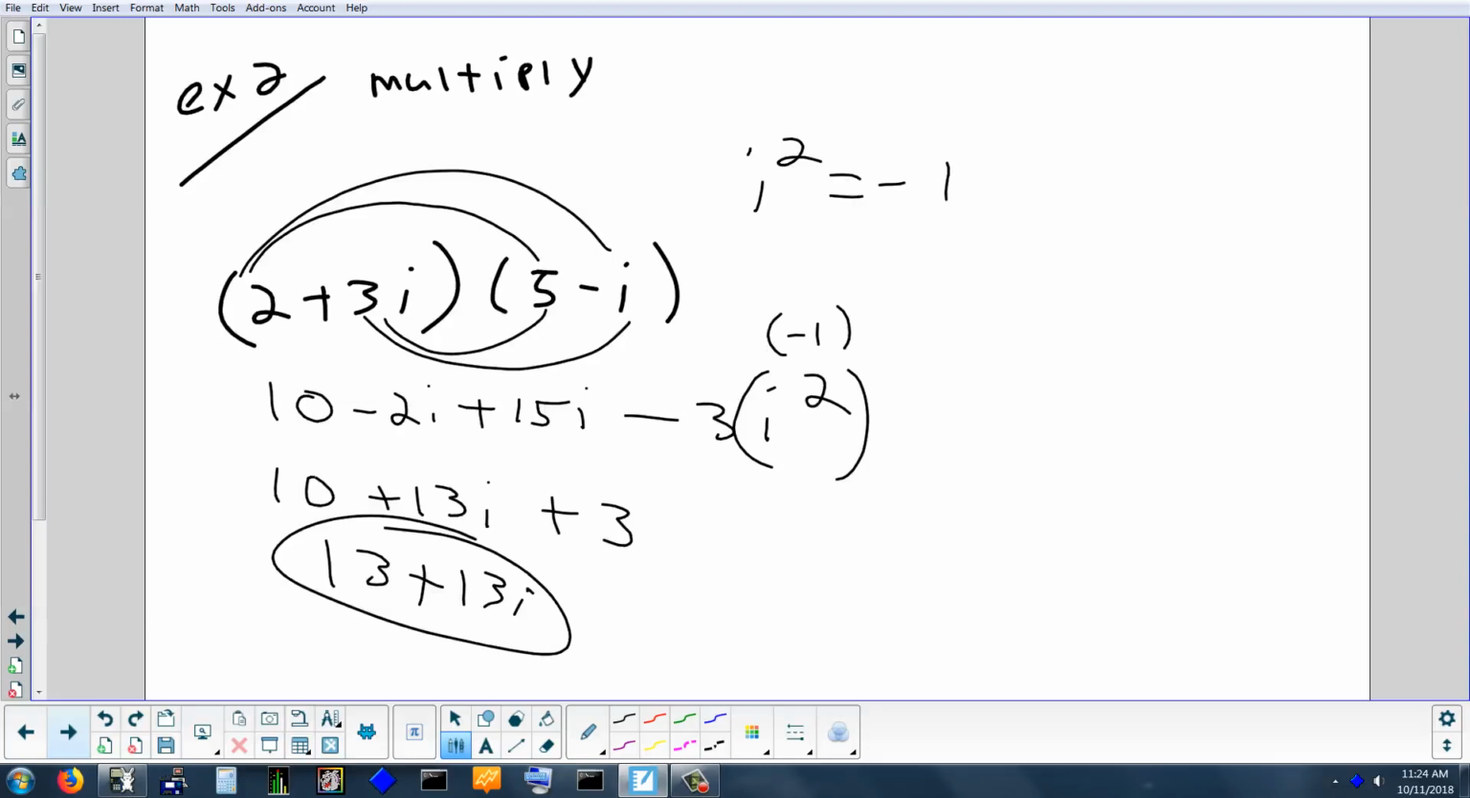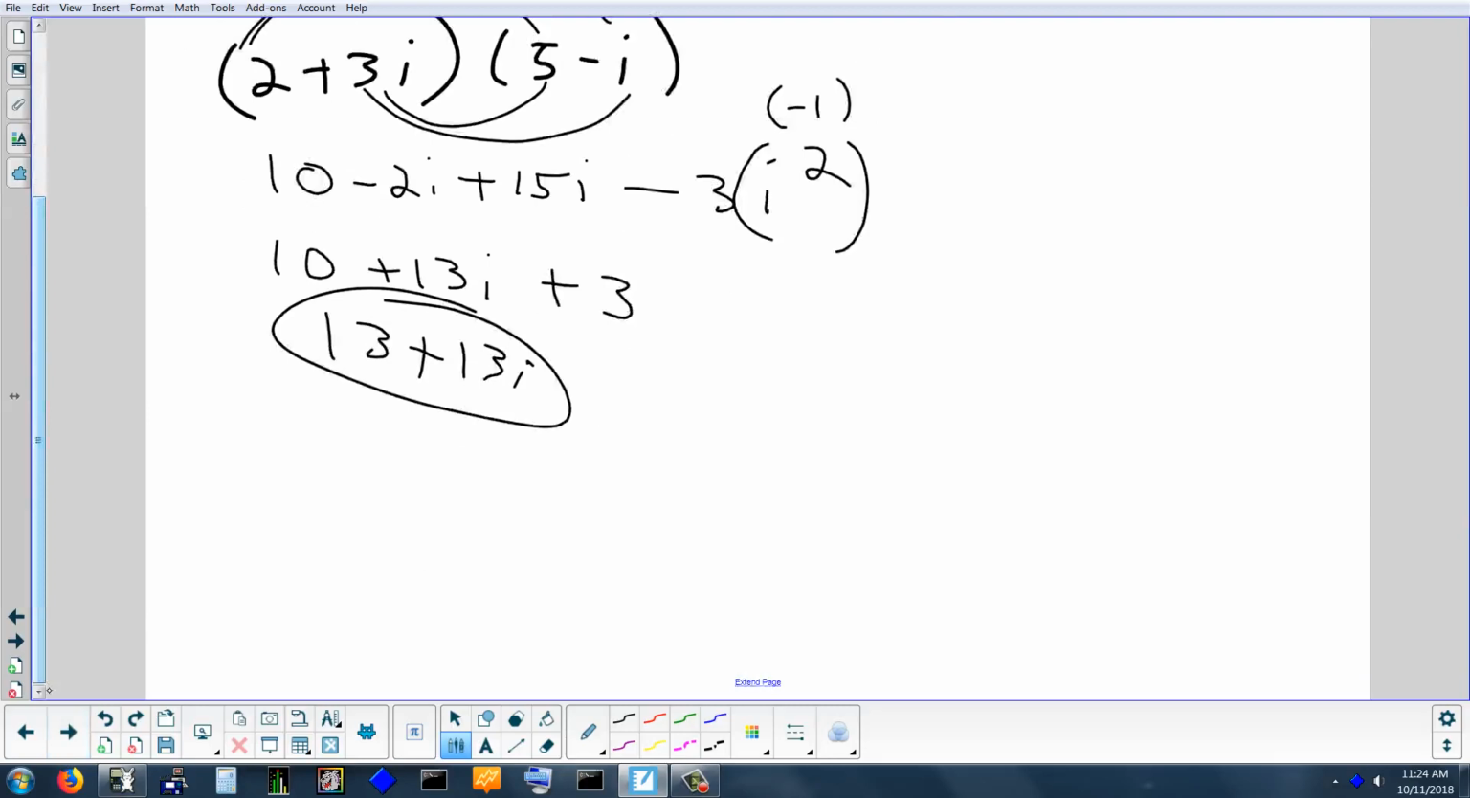So it's 13 plus 13i. Knowing how to FOIL or distribute is important because that's how you have to do division. Right? It's going to involve multiplication.